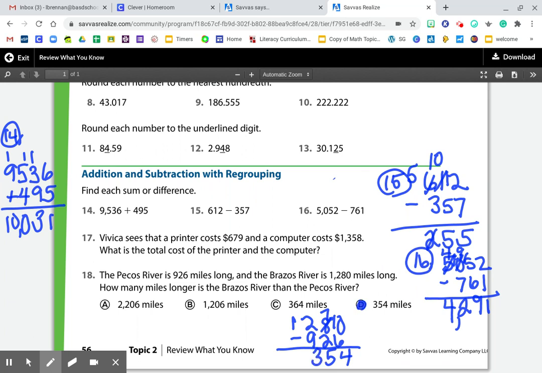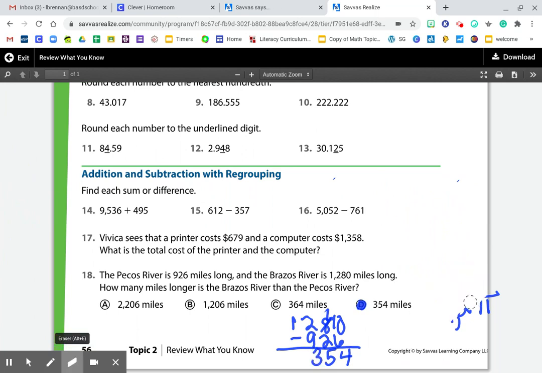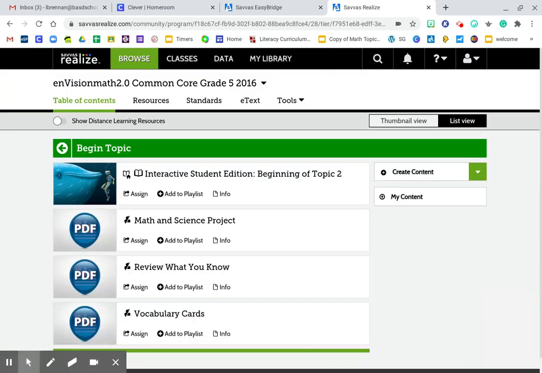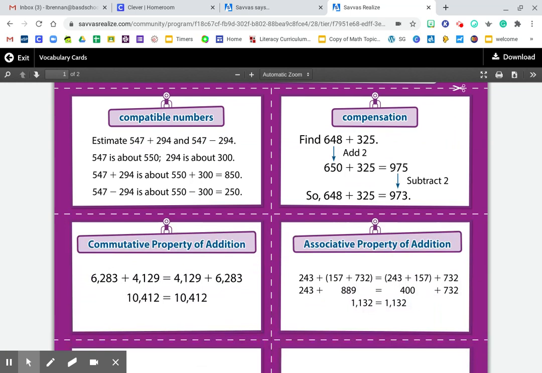The next thing we're going to talk about before we even start the topic is our vocabulary words. So for the vocabulary words for this chapter, there's only 4 of them: commutative property of addition, associative property of addition, compatible numbers, and compensation. So let's take a look at those words. And remember, you've got this in your book. So you are following along in your book. They're the purple papers, the My Word cards. You can cut them out and use them like flashcards.